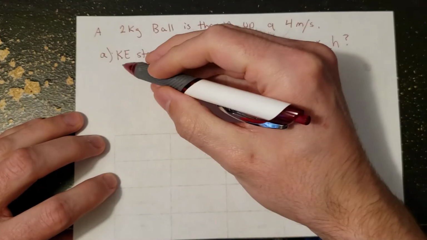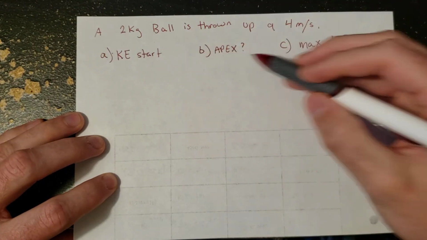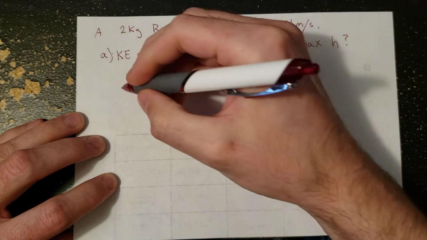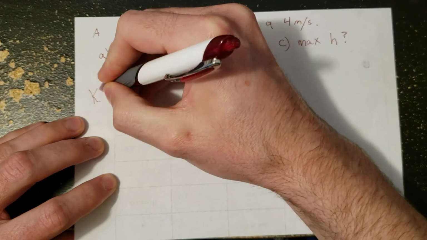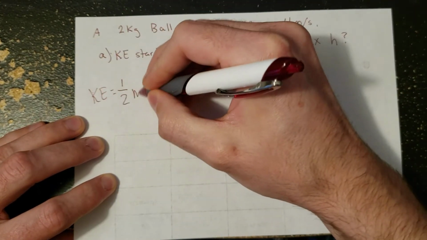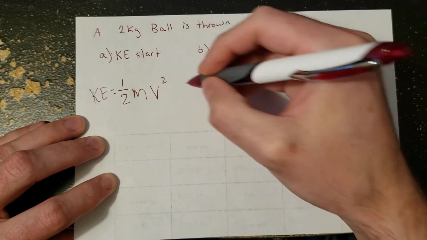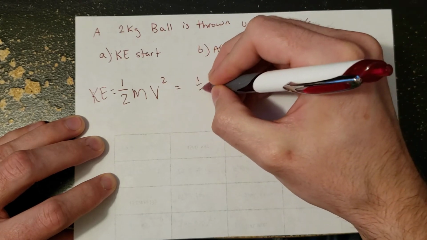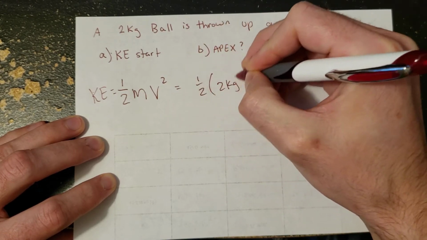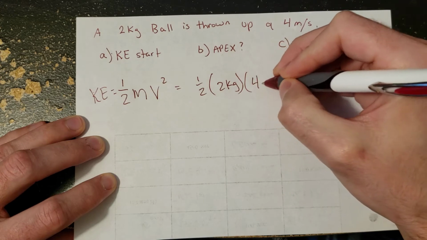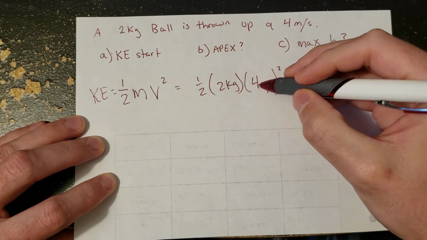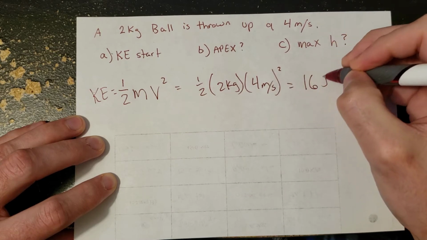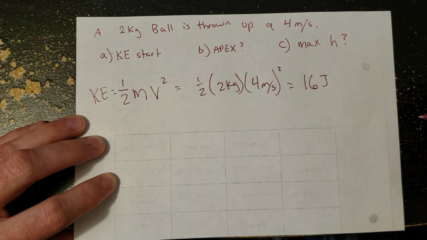So the first part of this question, because I kind of take it in baby steps, is how much kinetic energy does it start with? So that's as simple as kinetic energy equals 1/2 mv squared. We know the mass is 2 kilograms, and we know that the starting velocity is 4 meters per second, and we're going to square that. So 1/2 of 2 is 1, 4 squared is 16. That's going to be 16 joules of energy that it starts with.